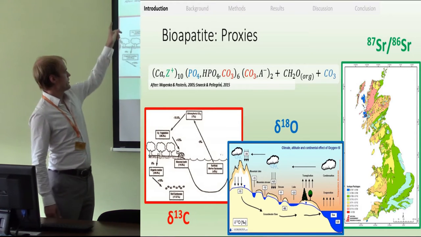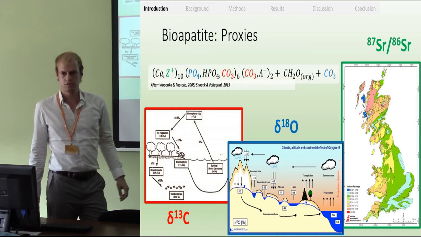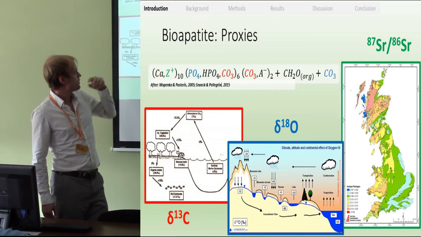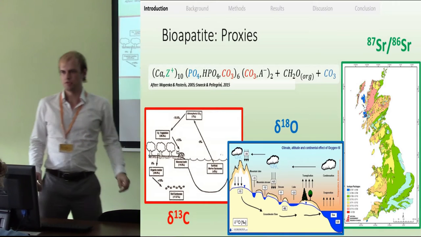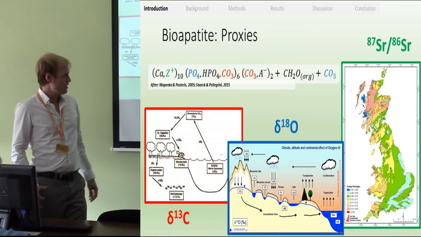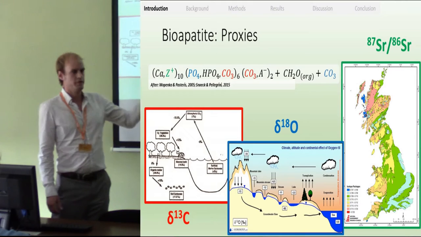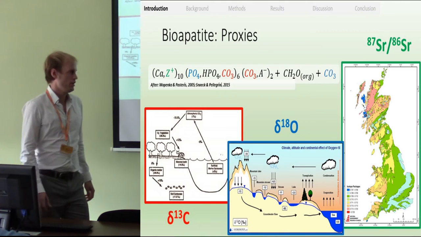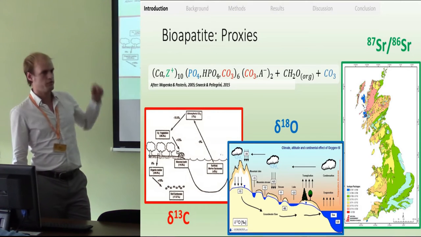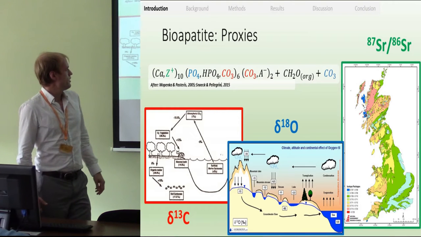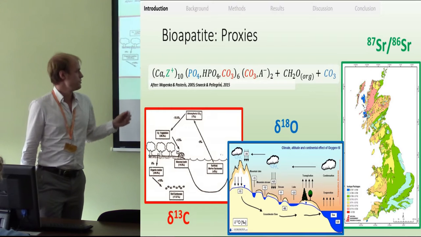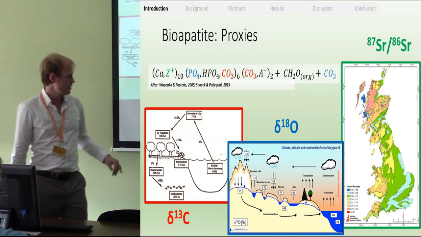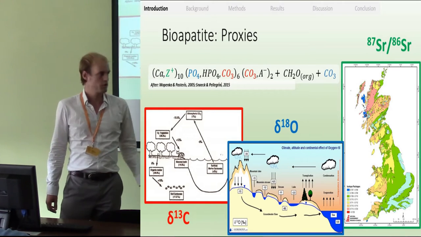The bioapatite is mostly calcium phosphate with some substitutions, which I've colored here. There's the phosphate and there's the carbonates, which most of you also measure commonly. And you can do carbon and oxygen isotopes in the carbonate via an apatite. You can do oxygen isotopes in the phosphate, which we also do. And it's very interesting to give different results. For example, the carbon isotopes can be used for dietary studies, mostly. Oxygen isotopes tell you something about the water cycle.